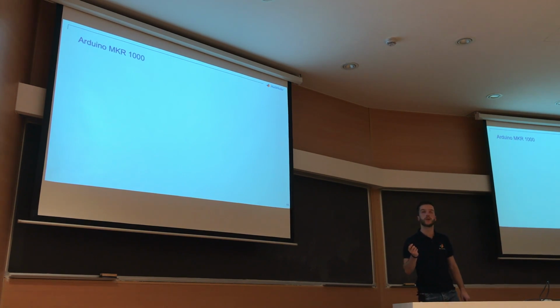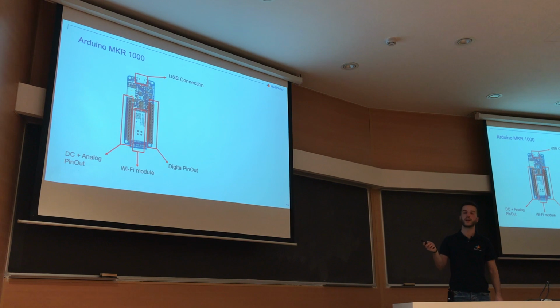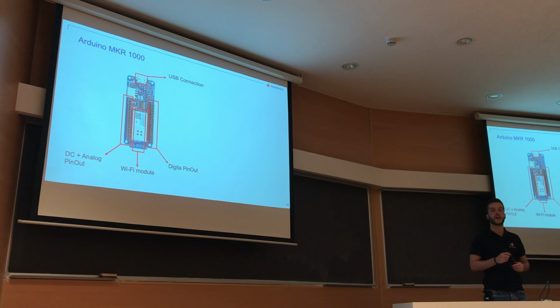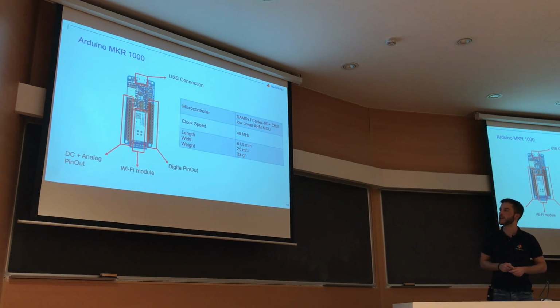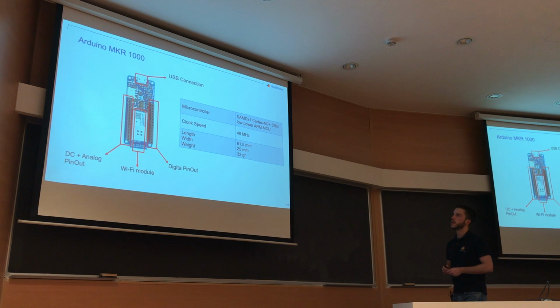The Arduino Maker 1000 is the little component on the top of the board, and it is quite powerful because it has DC and analog input and output, and also a Wi-Fi module. So it's particularly useful with this Maker application. These are only some specifications of our board.